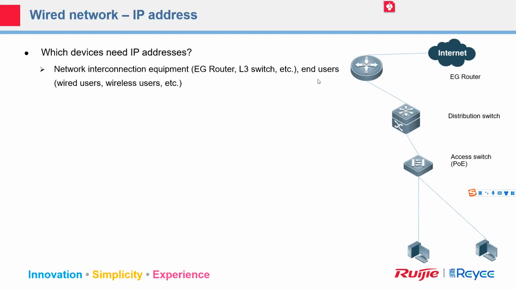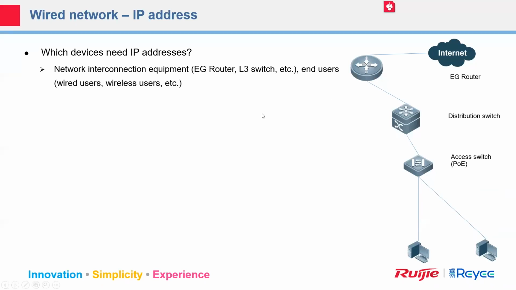And the next type is the end user. Maybe a computer. Also in the big topology, we deploy the wireless part, right? And we have some wireless users. All of them need the IP address, and then we can work with each other. So now we know which type and which interface we need to give the IP address.